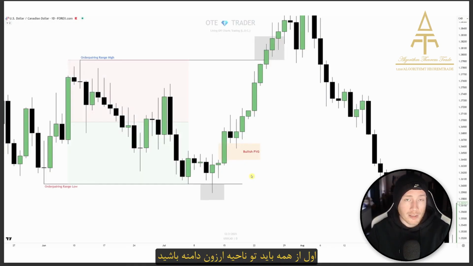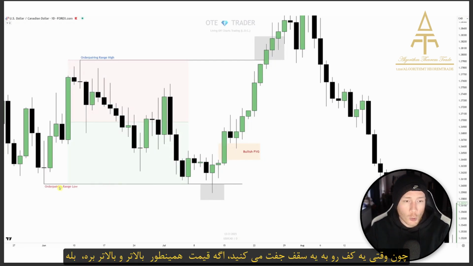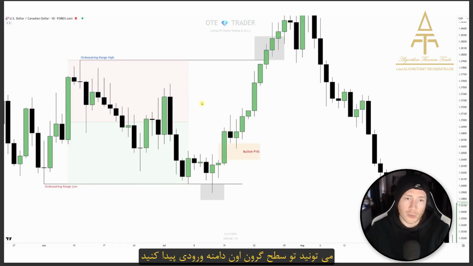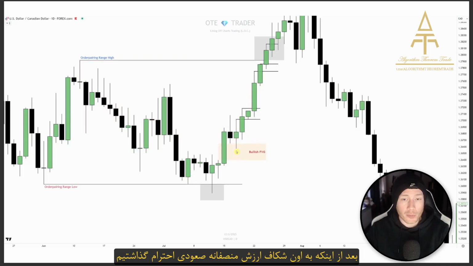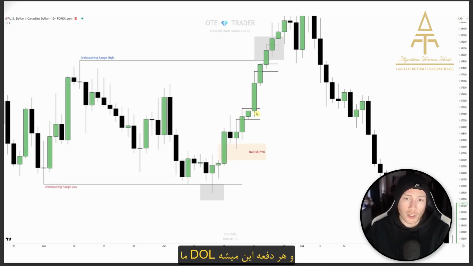You want to be in discount of the range, first of all, because when you order pair a low to a high, if price keeps expanding up higher and higher, yes, you can find entries in the premium level of that range. But if you're still in discount of the range, you should have the best opportunity to get into a trade. After we respect that bullish fair value gap, every single previous daily high, except for this Monday candle over here, a weird little candle, but every daily candle is closing above the previous daily high. And every time this is also the draw on liquidity.